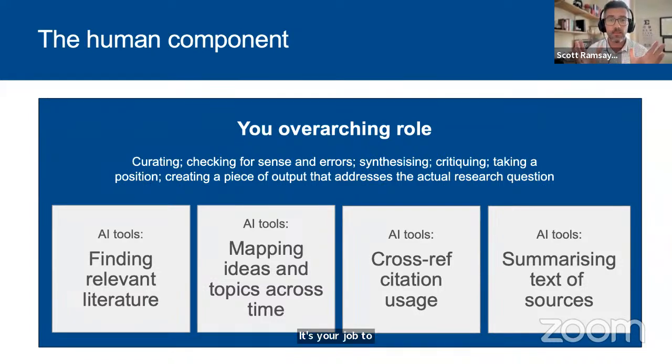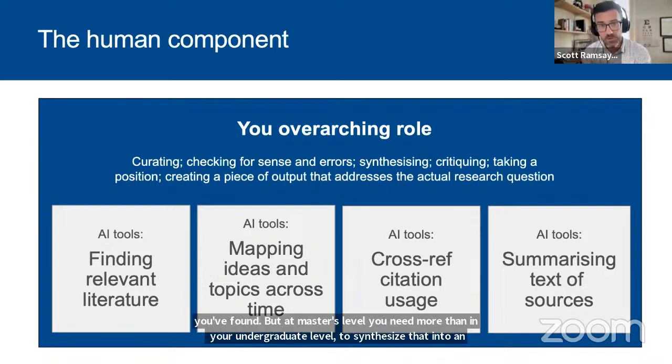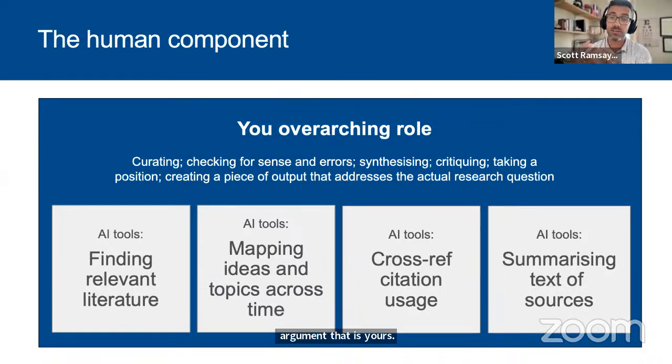So the worst dissertations often just simply say, Ramsey in 2007 said blah, blah, blah. Struan in 2009 said blah, blah, blah, right? That's just listing information that you've found. But at master's level, you need more than at undergraduate level to synthesize that into an argument that is yours, which is related to the next one, which is critiquing. So telling us what you think is good or not so good about the sources that you've read and the arguments that are contained within them.